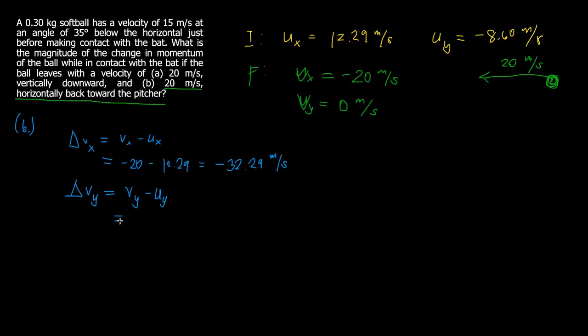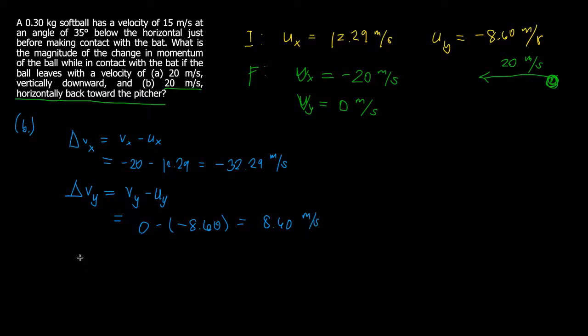Meron naman tayong delta V sub y, which is V sub y minus U sub y. Saan yung V sub y natin? That is 0. Minus, ano yung U sub y? That's negative 8.60. Am I getting it right? Yeah. So that's equal to 8.60 meters per second as the change in y velocity.